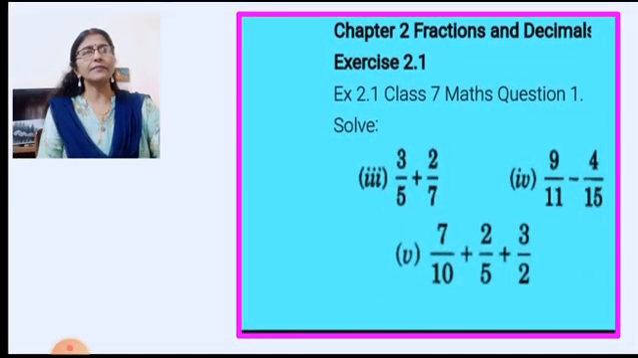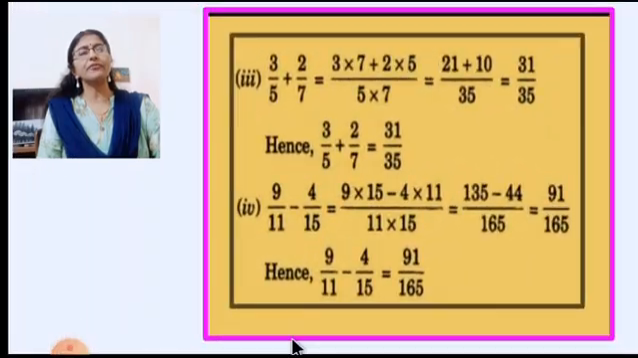Solve 3 upon 5 plus 2 upon 7, 9 upon 11 minus 4 upon 15, 7 upon 10 plus 2 upon 5 plus 3 upon 2. Let us see how to solve them. The first one is 3 upon 5 plus 2 upon 7. Here you can see denominators are prime, so we will just multiply them.